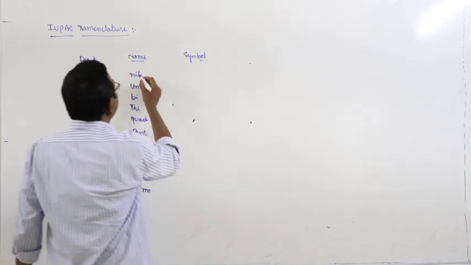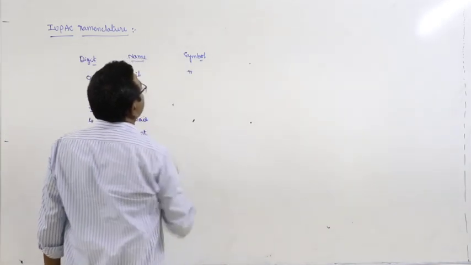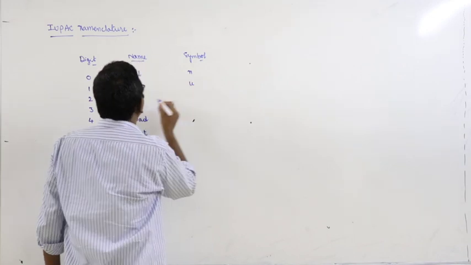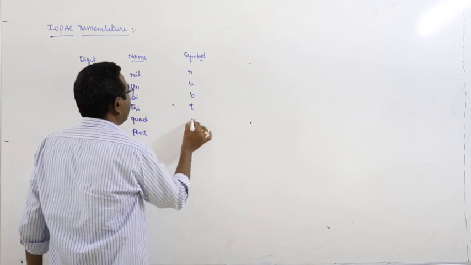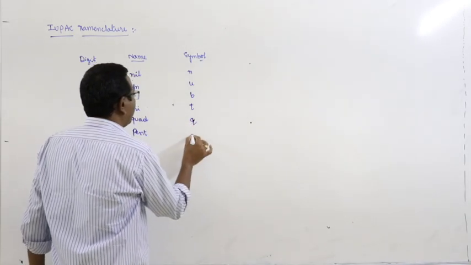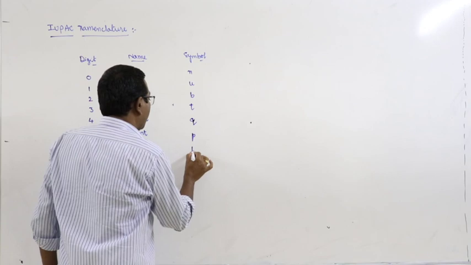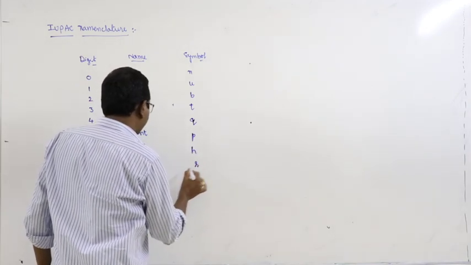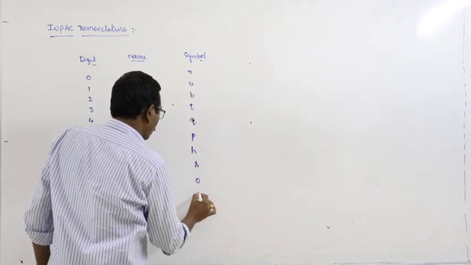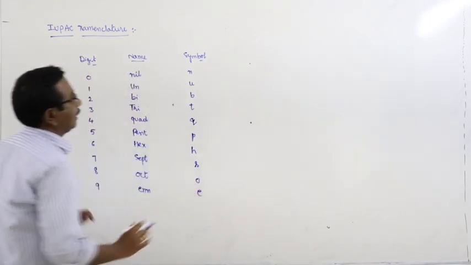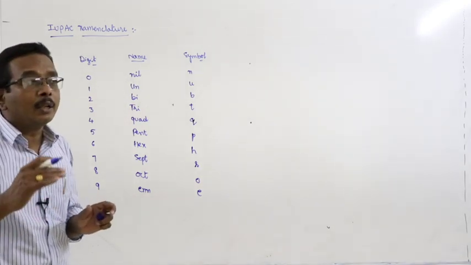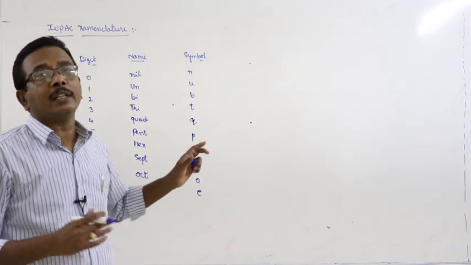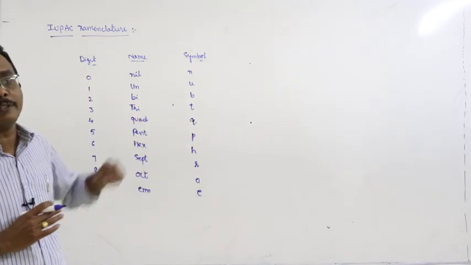Here what is the symbol of 0? Small n. And this is small u. And this is b. And this is t. And here q. And this is p. And this is h. S. O. E. N or E. Right? And based on this, we can give the names of the numerical roots for the digits that are given in the atomic numbers of elements.